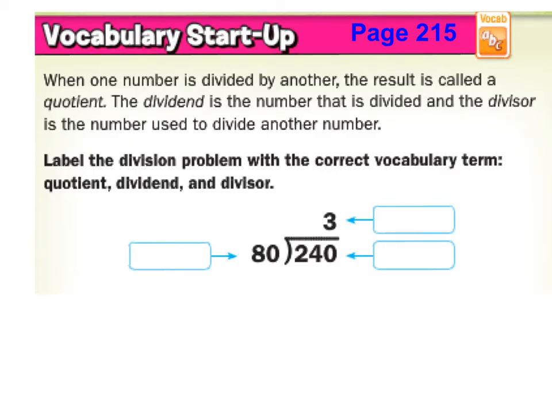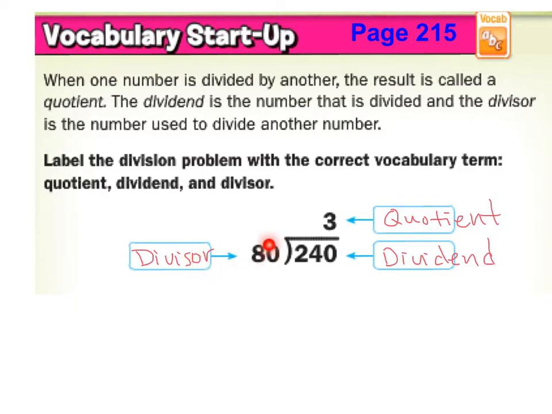Today we're going to be working with long division. When one number is divided by another, the result is called a quotient. The dividend is the number that is divided, and the divisor is the number used to divide another number. So I'd like you to pause the recording and go ahead and label the division problems with the correct vocabulary terms here in the boxes. Then turn the recording back on. Check and see if your answers match mine.